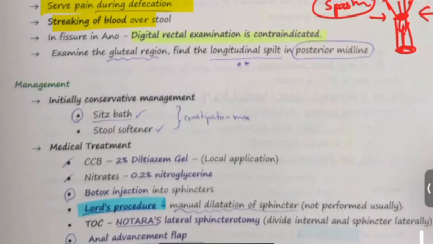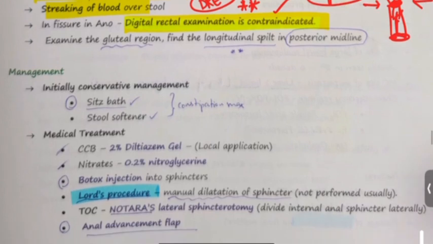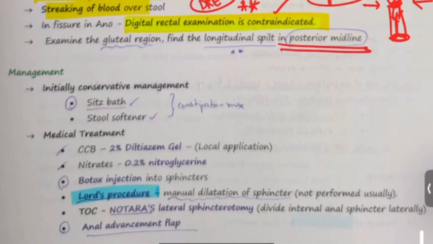In fissure in ano, digital rectal examination is contraindicated because there will be excruciating pain while doing digital rectal examination. So because of this reason in fissure in ano, digital rectal examination or per rectal examination is contraindicated. Similarly, we have to examine the gluteal region, find the longitudinal split in case of posterior midline, because this is the most common region, 6 o'clock position.